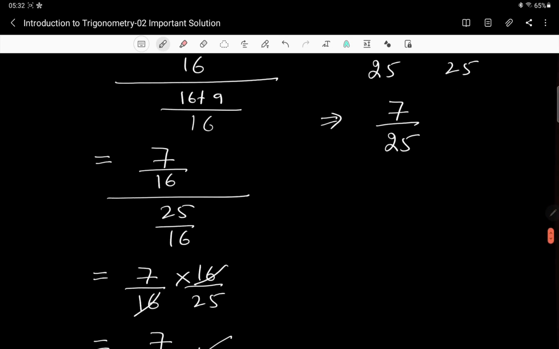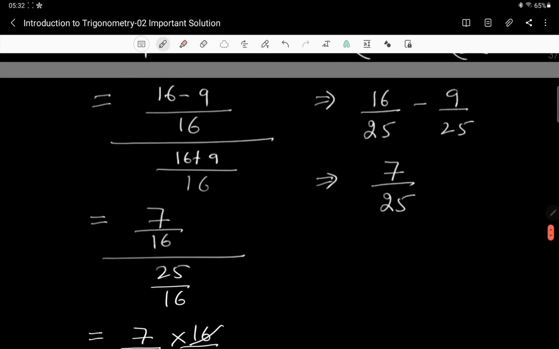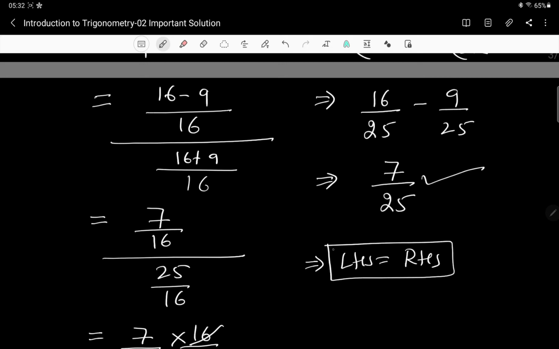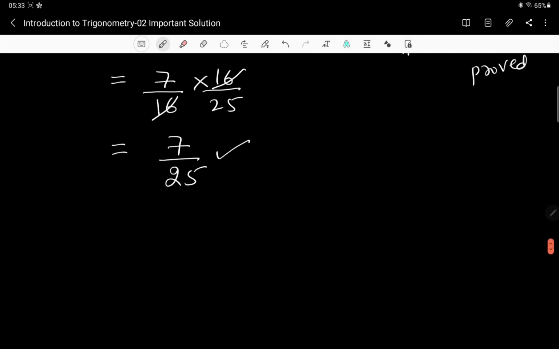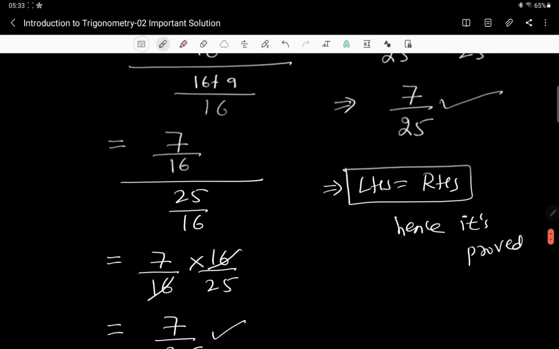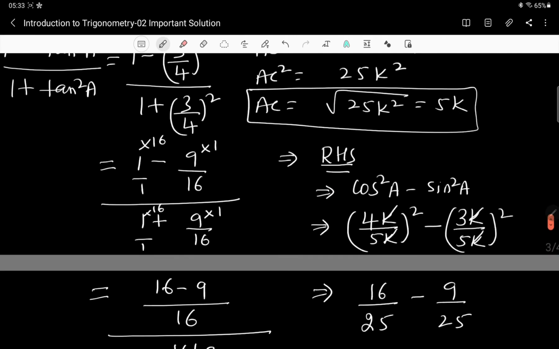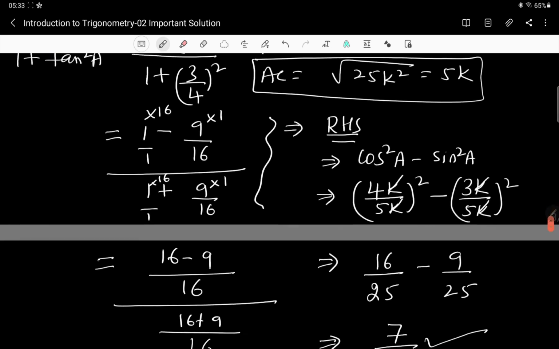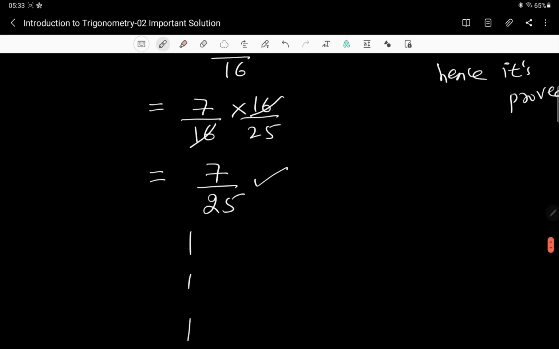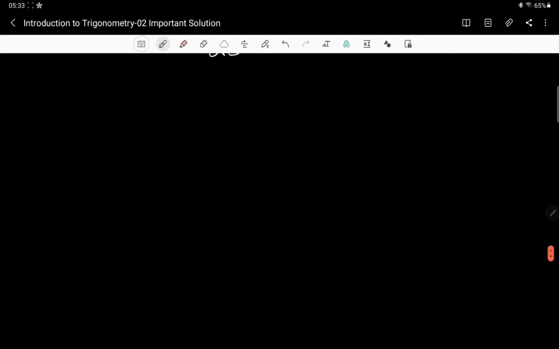So RHS is 7 by 25, and for LHS also we got 7 by 25, no? So we can say that LHS is equal to RHS, correct? Hence it is proved. All right, hence it is proved. So you can keep on doing it in a single sheet like this continuously. Here only you are supposed to write it, but I have done it on the right hand side just to get these values and all. All right, I hope you are understanding all these things. These are quite simple, no? So whenever I write a question, pause the video and try it so that it becomes easy for you.